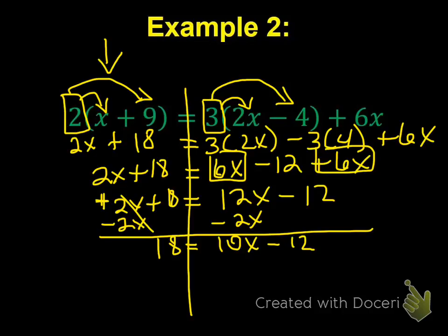I have to get this negative 12 or subtracting 12 off of the right side, so I'm going to add 12 to both sides. And I'm going to see that 30 equals 10.